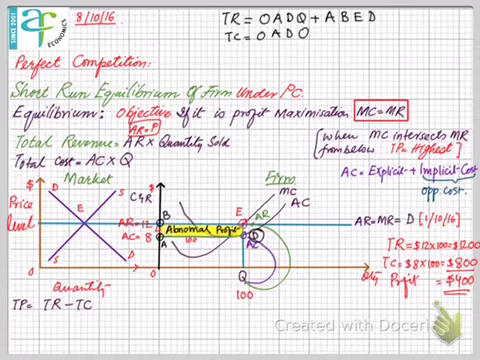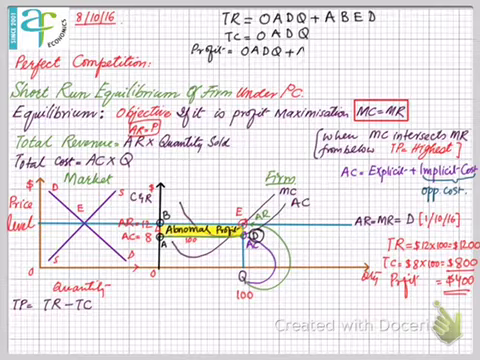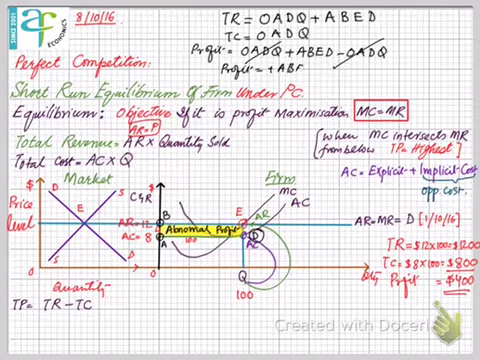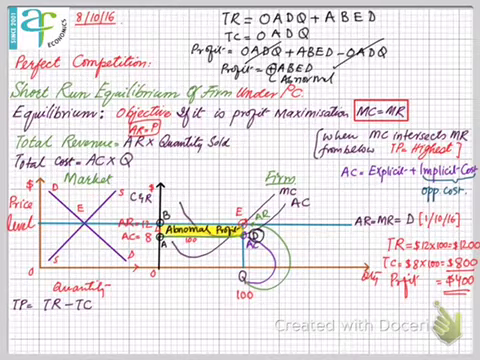and total cost of the firm is average cost into output. So total cost of the firm is OADQ. Profit of the firm can be calculated when we deduct total cost from total revenue. So OADQ minus OADQ cancel out, and the profit left is plus ABED, that is the yellow rectangle, and this positive sign shows that it's an abnormal profit. So that is how you can solve your MCQs. A very easy way of solving MCQs.